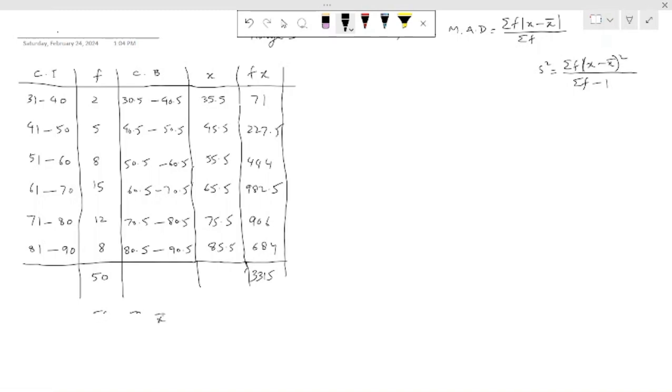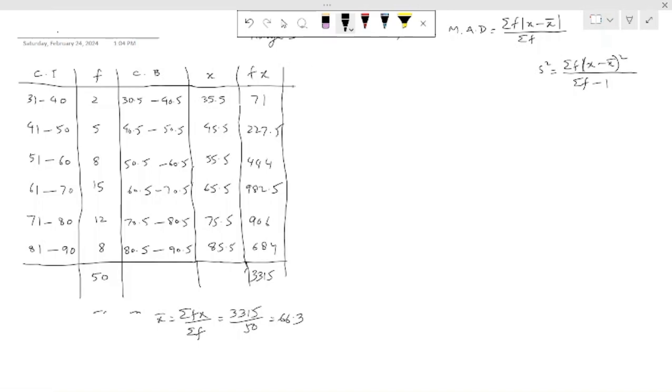So x bar, which is the mean, equals summation f times x divided by summation f. 3315 divided by 50 gives us 66.3 as our answer.